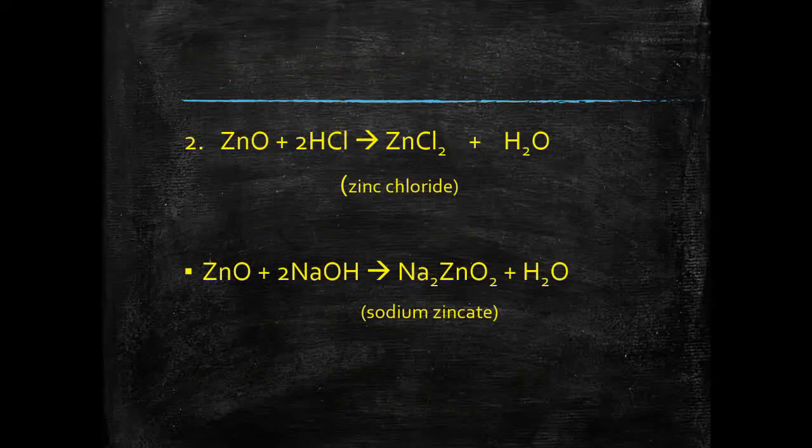Similarly, in our next slide, we have given the example of zinc oxide behaving as acid and base. Zinc oxide, when it reacts with hydrochloric acid, behaves like a base and forms a salt, which is zinc chloride, and water. And when it reacts with sodium hydroxide, it behaves like an acid and forms sodium zincate, that is Na2ZnO2, with water.